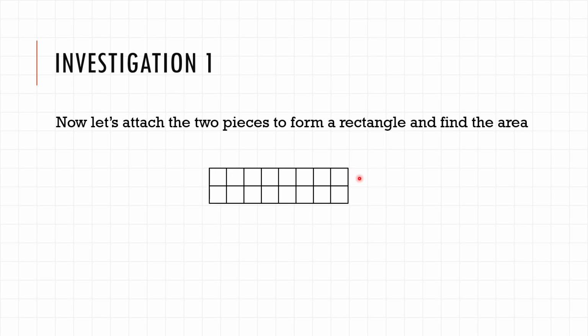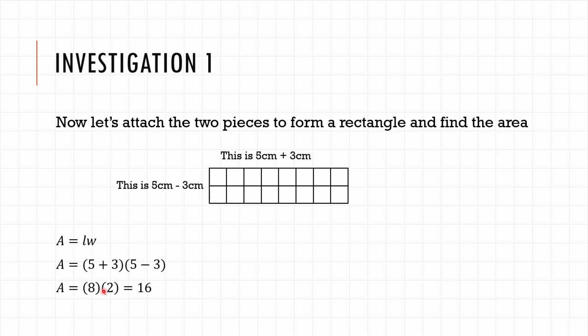2 times 8, right? To get the 2, I started with 5. And remember, I cut out a 3 centimeter square, so this would be 5 minus 3 to get 2. And over here, we started with these 5, and we added on these 3. So this is 5 centimeters plus 3 centimeters. And to find the area, of course, we could just do 8 times 2 to get 16.